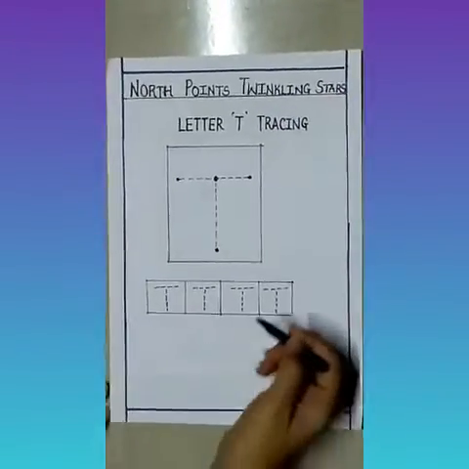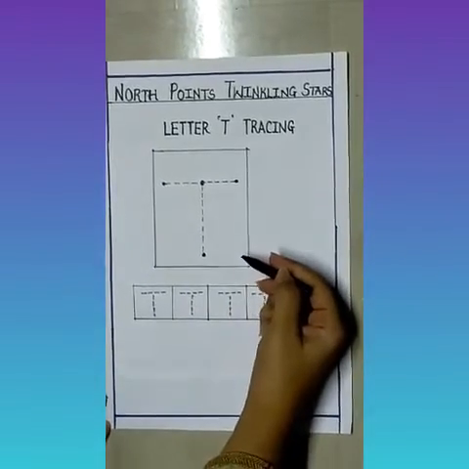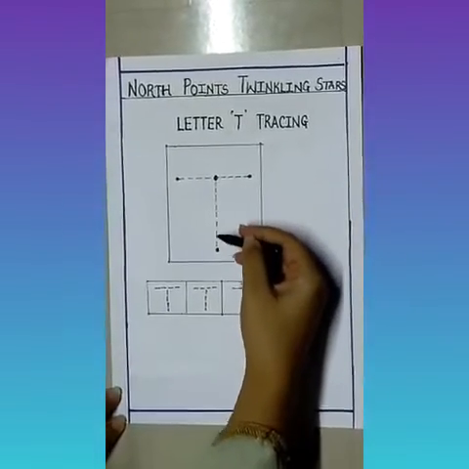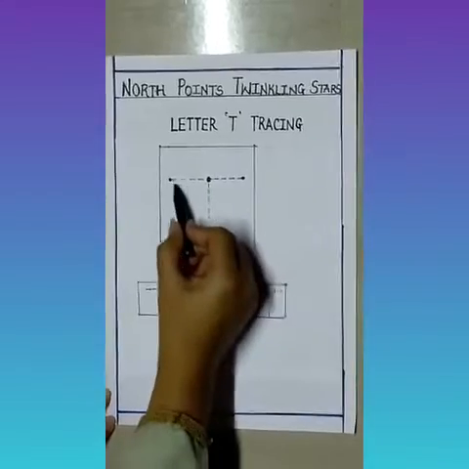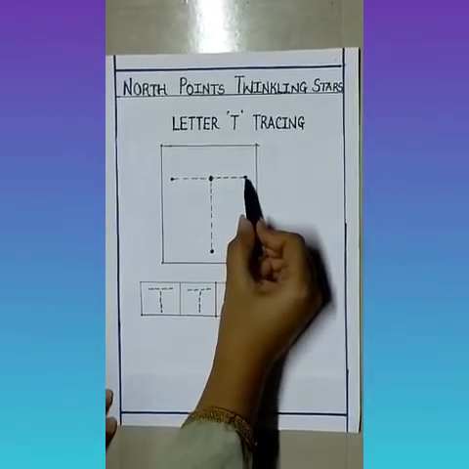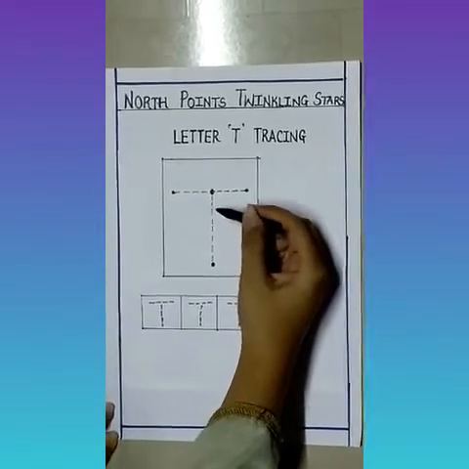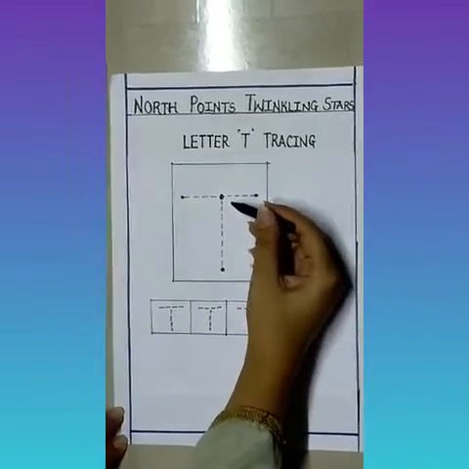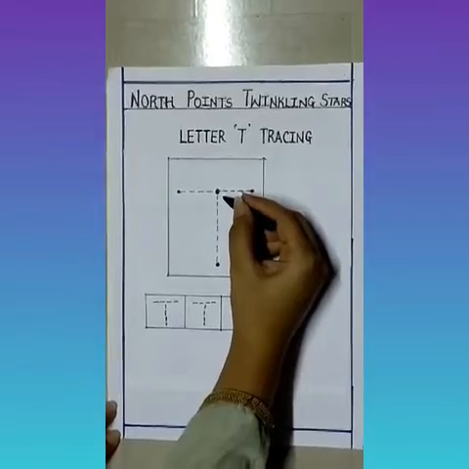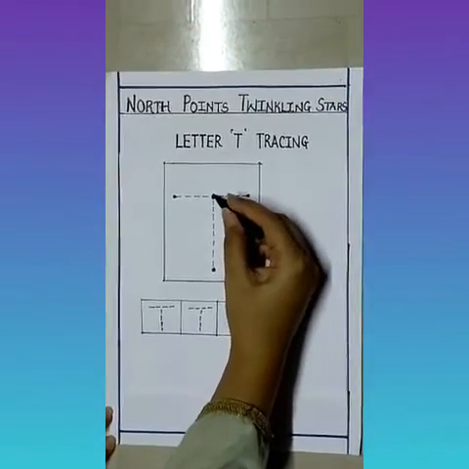And children, when we trace a letter, we're supposed to start with a standing line and then we'll go for the sleeping line. We'll start with this dot. And when we trace a letter, we're supposed to sing a song also. So children, sing along with the teacher.